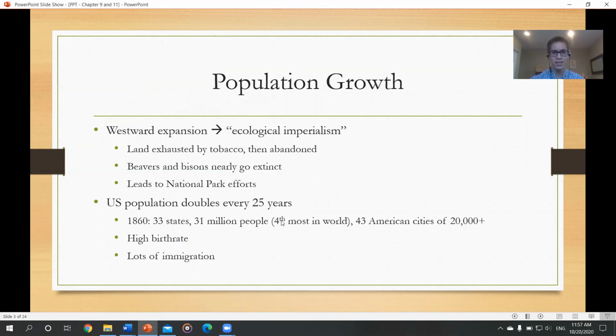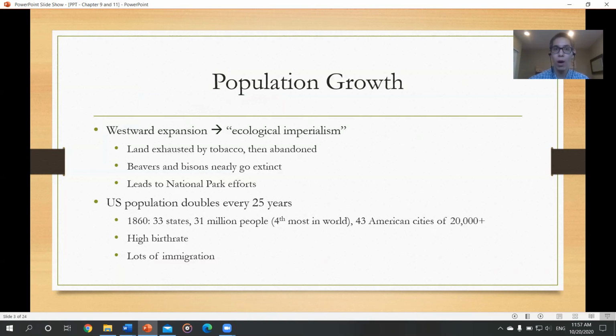It says by 1860 there were 33 states. Remember, there were originally 13. By 1860, there are 33 states, 31 million people. America was the fourth largest country in the world, and there were 43 cities of 20,000 people or more, which was relatively large back then. This was largely because of a high birth rate, but also mostly lots of immigration from Europe. So we'll explore that in a moment.